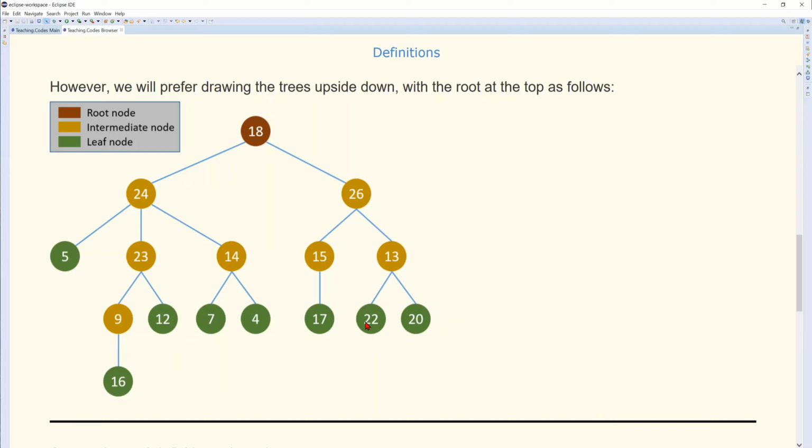From here we also come to the concept of level. So level is the length of the path from a specific node to the root. For example, we say 24 is at level 1 because you need one hop to go to the root, which is 18. 23 is at level 2 because it requires 2 hops. 12 is in 3 hops, so it's in level 3. And 16 requires 1, 2, 3, 4 hops to go to the root. Therefore, 16 is at level 4.